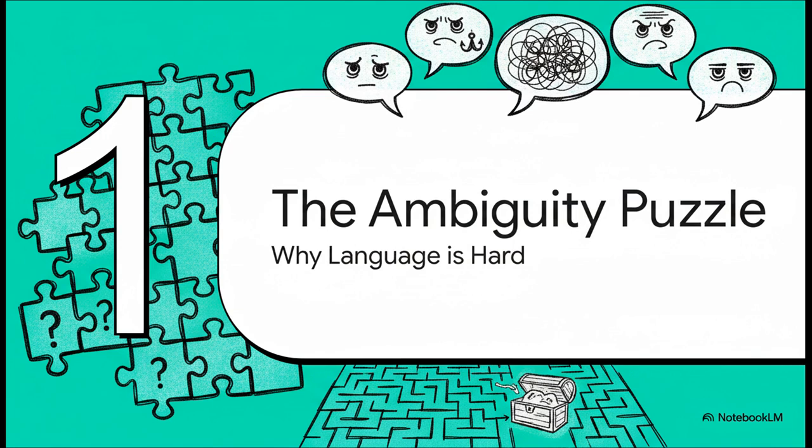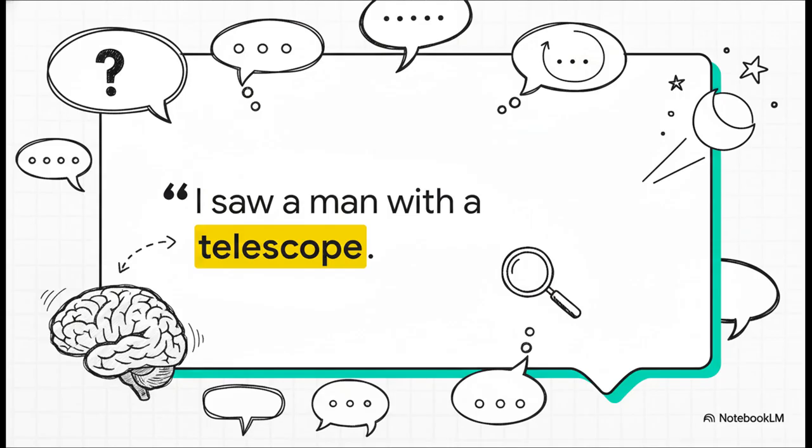This translation job, it is so much harder than it sounds. For a computer, our language isn't a clear set of instructions. Nope. It's a giant, sprawling puzzle just packed with hidden meanings, context clues, and all sorts of traps. Let me show you what I mean with a classic example. Check out this sentence. I saw a man with the telescope. Seems totally simple, right? No big deal.